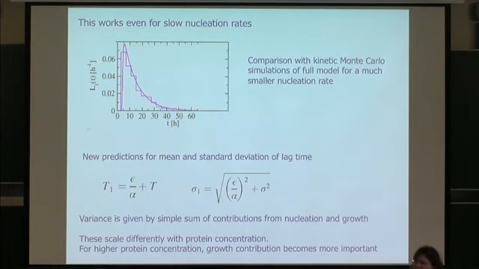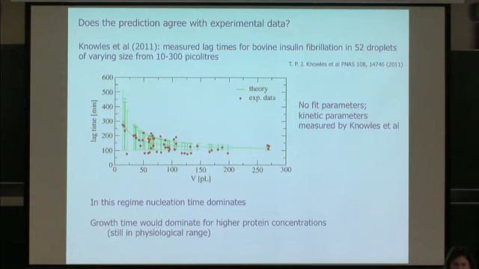So one thing you can ask is, does this prediction actually agree with what experimental data exists, which is these 52 droplets by Thomas Knowles. And 52 droplets is not very many droplets, so it's not really possible to plot a lag time distribution, because all the droplets have different volumes and you've only got 1 or 2 droplets in each volume bin. But what you can plot is little dots for each of Thomas Knowles' droplets.